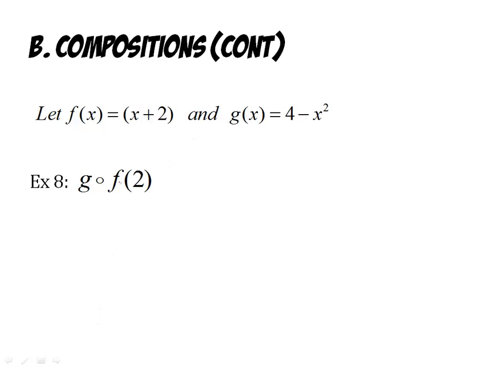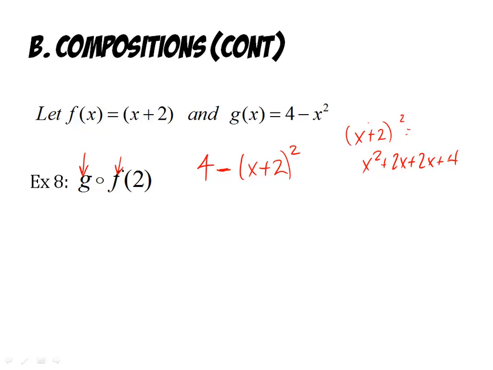Okay, g of f. So this is the outer equation. This is what goes on the inside. So if g is 4 minus x squared, instead of putting x, I'm going to put good old x plus 2 squared. Okay, we just did this. x plus 2 squared is x squared plus 2x plus 2x plus 4. Remember, using FOIL or box method, so it's x squared plus 4x plus 4.